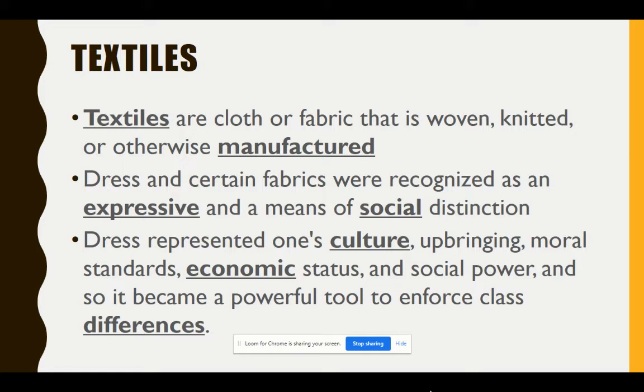whereas people of lower social classes will often have fewer items of clothing, less colorful, vibrant fabrics. Dress also represented one's culture, upbringing, moral standards, economic status, and social power, and became a powerful tool to enforce class differences. Again, this is going to greatly influence social hierarchy.